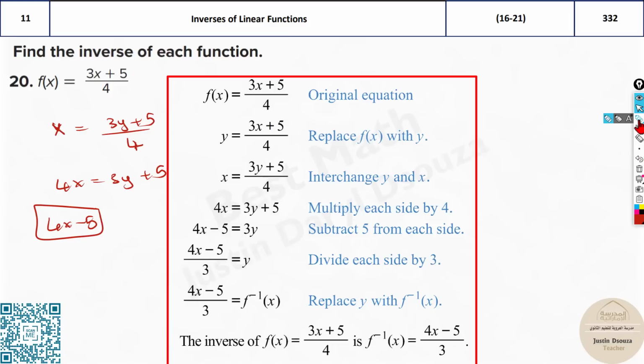Okay, now I forgot one important thing. 3y. I took this minus, it's 3y. Divide both the sides by 3. It will be (4x minus 5) by 3. That is equal to f inverse of x. I hope that is clear.